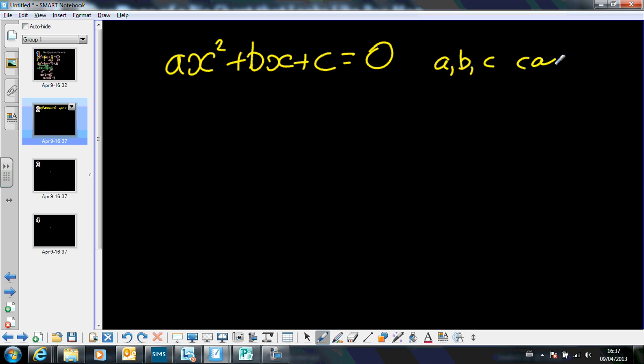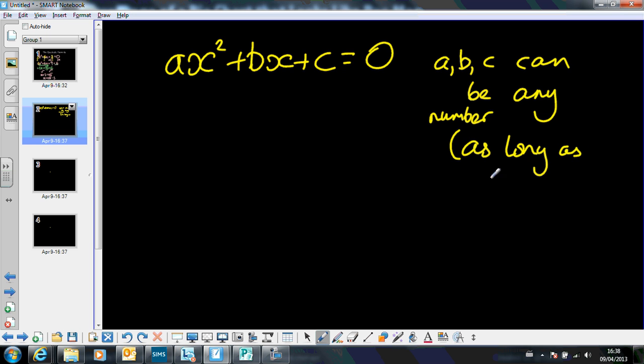This is our general quadratic equation: ax squared plus bx plus c equals 0. And a, b, and c can be any numbers. Technically, a can't be 0. Then it wouldn't be a quadratic. If there was no x squared, it wouldn't be a quadratic, and we wouldn't need a formula full stop. We could just use techniques we've seen for linear equations.